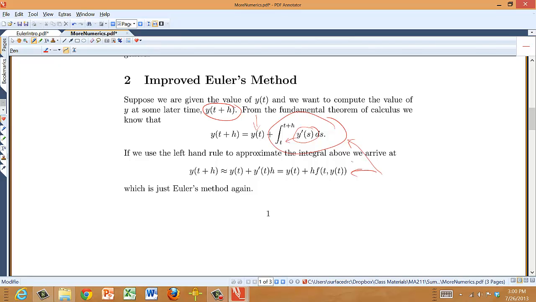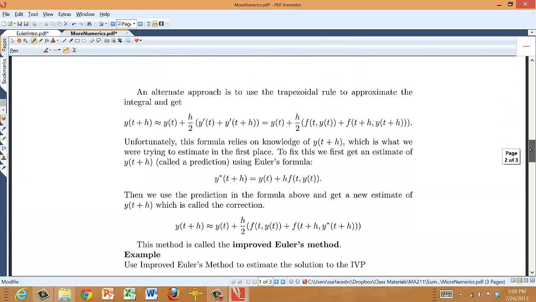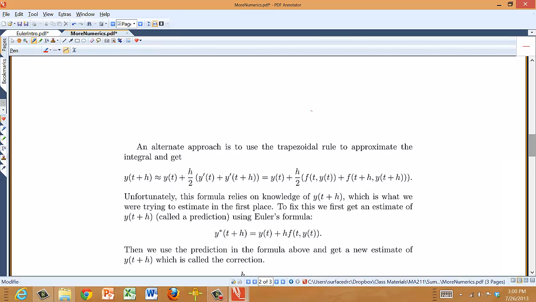This is an alternate way of deriving Euler's method. You say, I just approximate that integral using the left-hand rule. There's an alternate way to do that, though, right? Remember, the integral from a to b of some function f of x dx is about 1/2 the width of the interval times f at a plus f at b, right? That's the trapezoidal rule. Let me erase the 1/2 here. You multiply the width of the interval by the average of f at a and f at b.